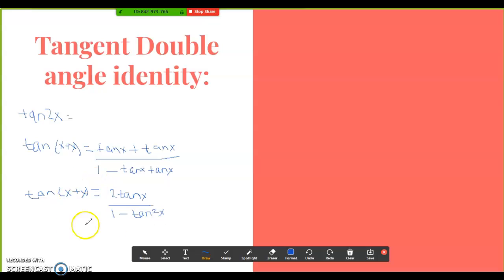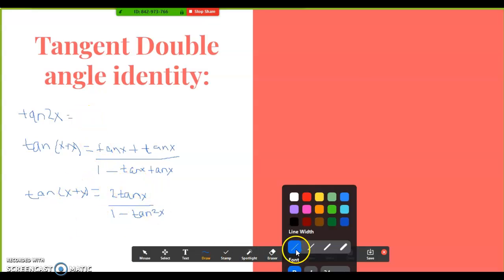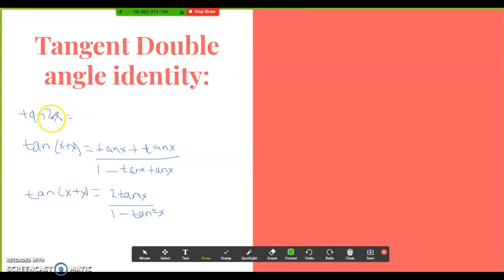And from this, I get the double angle formula for tangent. Anytime I see tangent of 2x, or twice an angle, this is just equal to 2 tangent of x over 1 minus tangent squared x. So I've come up with the double angle identity for tangent using the sum angle identity for tangent.